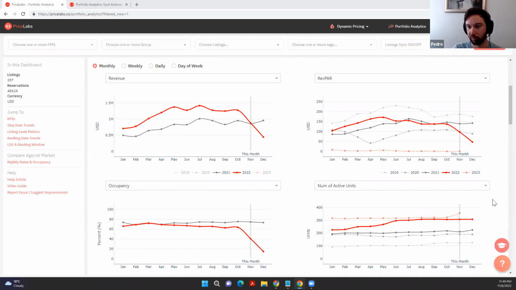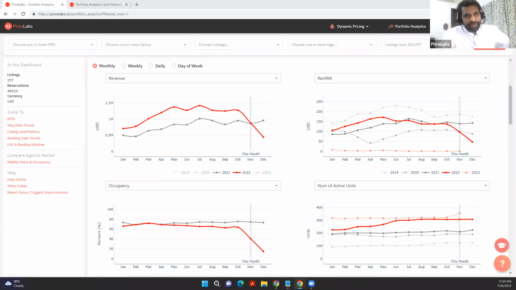RevPAR normalizes your data by the number of nights available to rent. It doesn't normalize for other things, like the fact that you might acquire listings of higher or lower quality over time. But it's a nice metric and it comes right from the hotel industry, so it's a really used metric now. Oh, okay, got it.